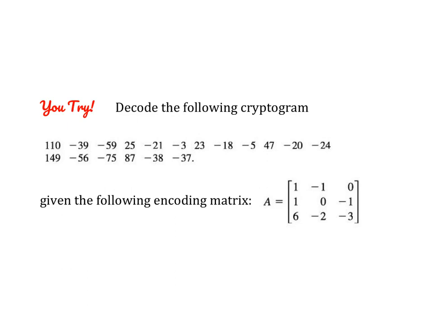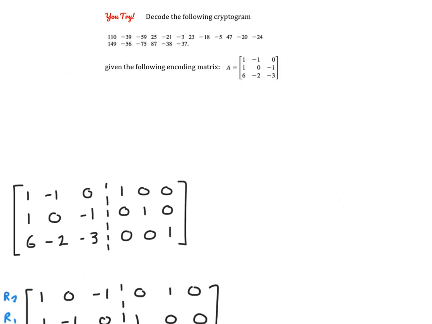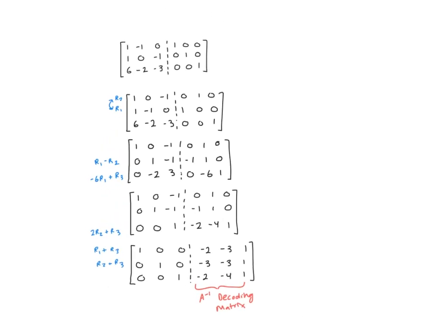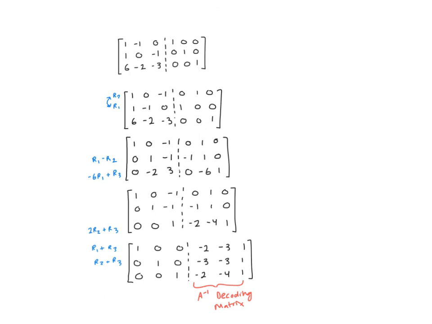All right, go ahead and pause the video and give this one a try. Start by finding A inverse. Okay, so first start by checking the process of finding A inverse. Your decoding matrix should be -2, -3, 1, -3, -3, 1, and -2, -4, 1.